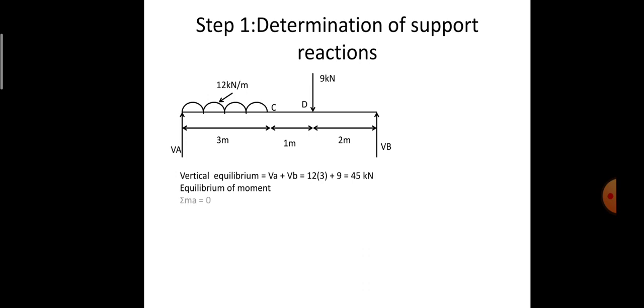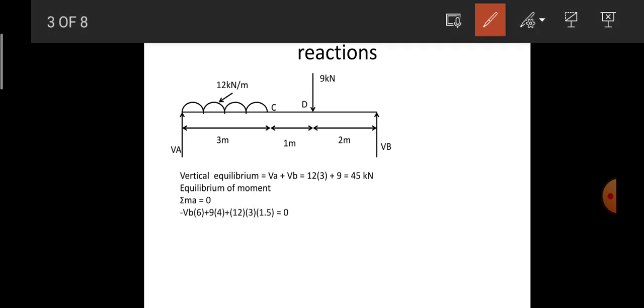I'm just considering the moment about point A. Here clockwise is considered positive and anti-clockwise moments are considered negative. I just start from point B. So VB into the distance, force into perpendicular distance. So VB into the distance between B and A, the perpendicular distance between B and A is 6. Since it is acting in the anti-clockwise direction, it is considered negative. So minus VB into 6. Next comes the 9 kilonewton force at a distance of 4 meters from A. So 9 into 4 meters, which is acting clockwise, hence it is positive.